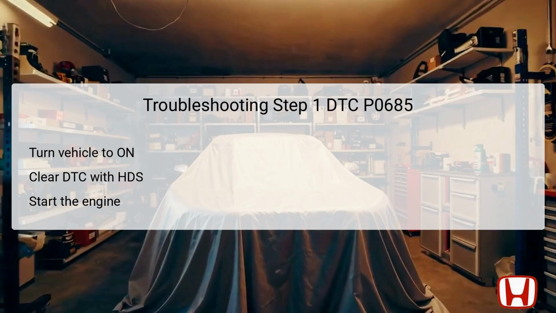The first step in troubleshooting DTC P0685 involves verifying the issue with the Honda Diagnostics System, HDS. Start by turning the vehicle to the on mode without starting the engine. This initial step allows the system to access necessary diagnostic data. Next, clear any existing DTCs using the HDS. This action ensures that if the DTC reappears, it indicates a persistent problem rather than a transient error.